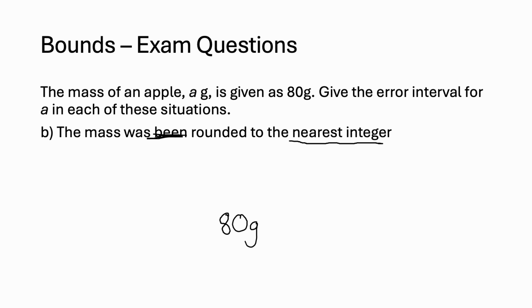To the nearest integer means to the nearest whole number, so essentially the nearest one whole number. So one whole number higher than 80 is 81 grams, and one whole number less than 80 is 79 grams.